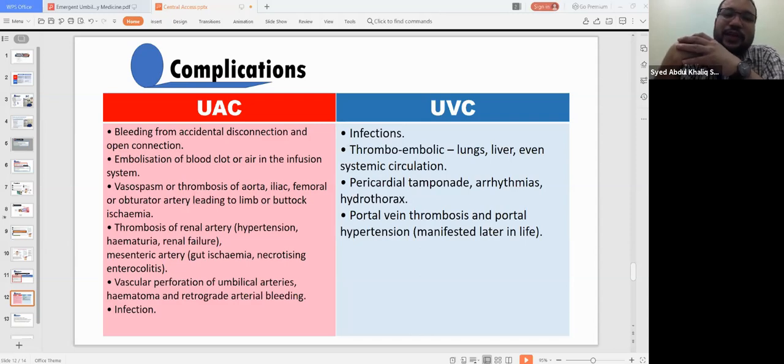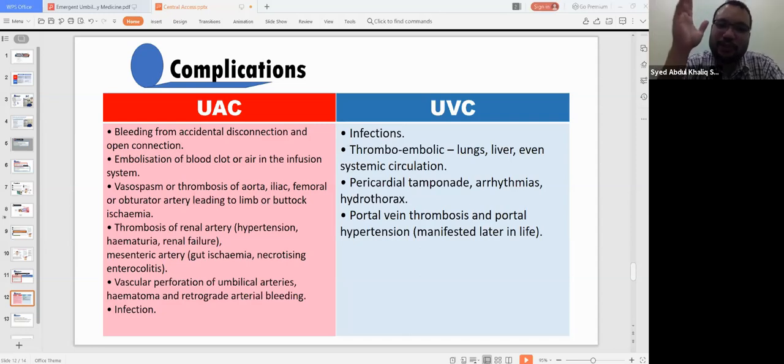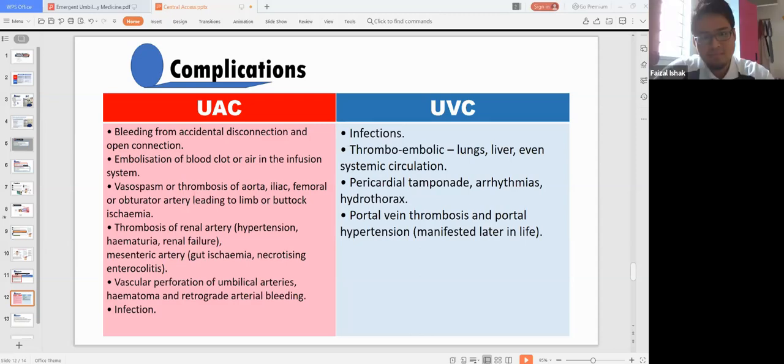Infection as well. Because you're going to access this line very frequently for UAC, you're going to take blood from it, you're going to access it very frequently, and this is a huge vein, straight to the heart and straight to other organs. So it's a very high risk of infection.